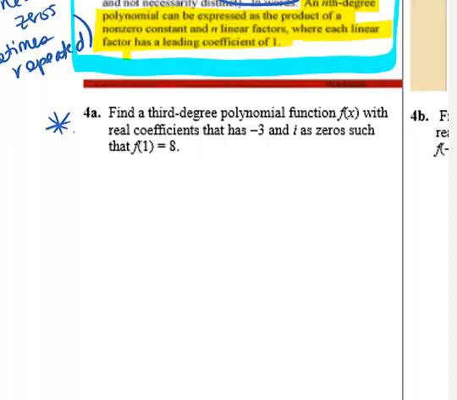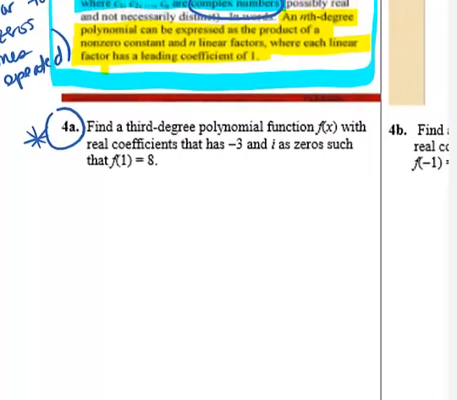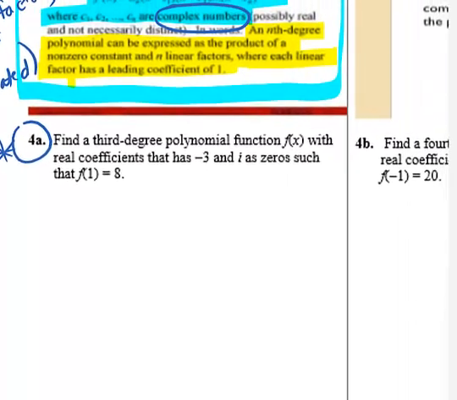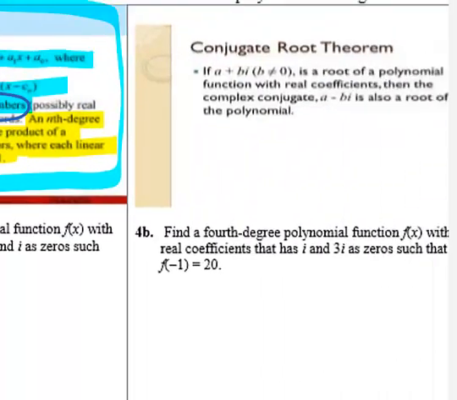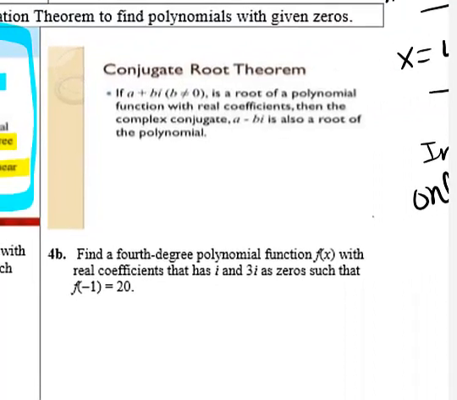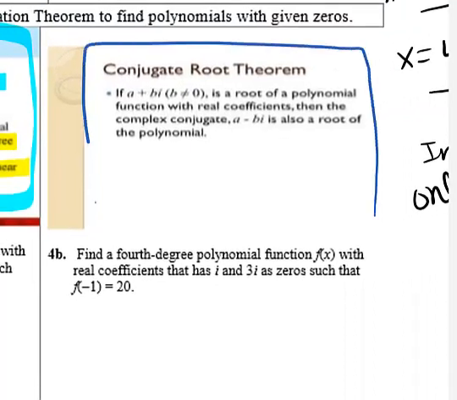So, okay, let's see if that'll help us solve this first one. 4a says, find a 3rd degree polynomial function, f of x, with real coefficients that has -3 and i as zeros, such that f of 1 equals 3. Oh my god, that sounds crazy. But actually, for that one, we're going to need this other theorem. I'm sorry, I put it over here and kind of forgot about it.